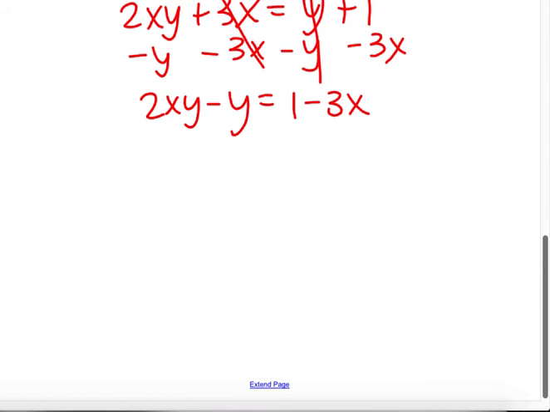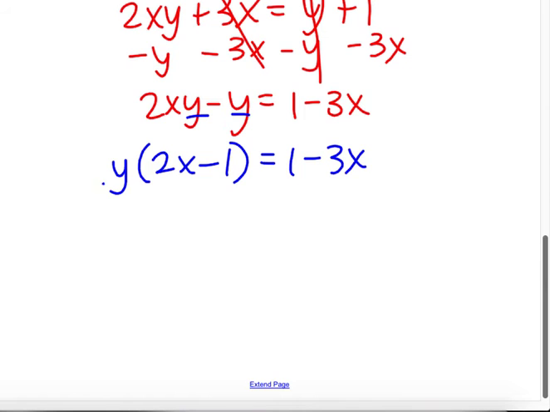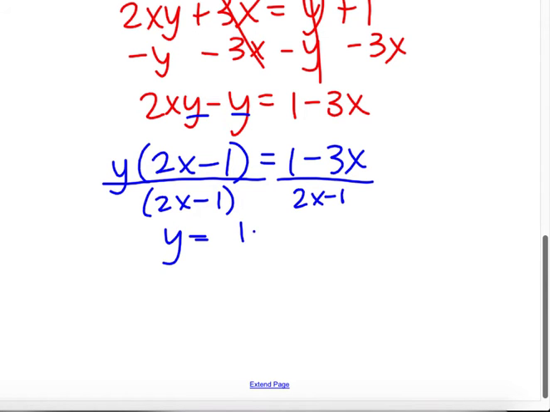I can't combine these because they are not like terms, but this is the step that you may not recognize. You can factor a y out of each of those. So if I pull a y out, I'd be left with 2x minus 1 equals 1 minus 3x. And then to get y by itself, all I have to do is divide by 2x minus 1. So then I would have y equals 1 minus 3x over 2x minus 1.